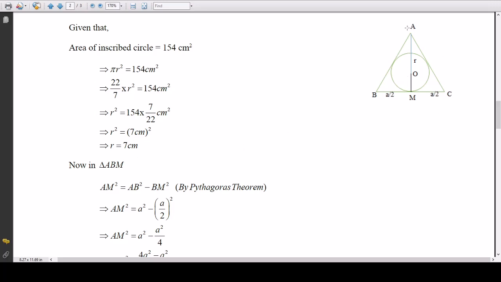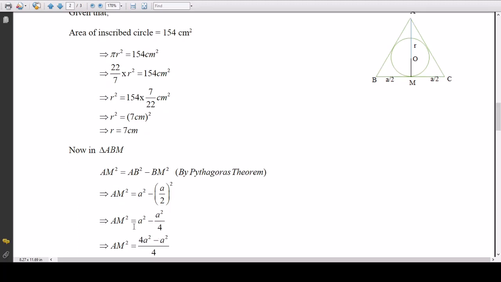Now in this triangle ABM, since it is a right angle triangle, using Pythagoras theorem here, you find out the length of AM. AB is the hypotenuse in this triangle ABM. This means AM square will be AB square minus BM square. AB is A, BM is A by 2. Therefore, A square minus the square of A by 2, A square by 4.